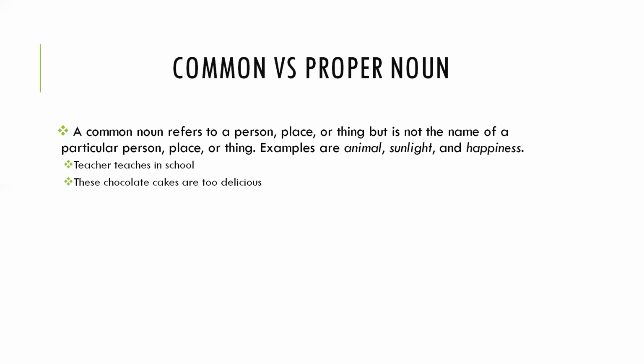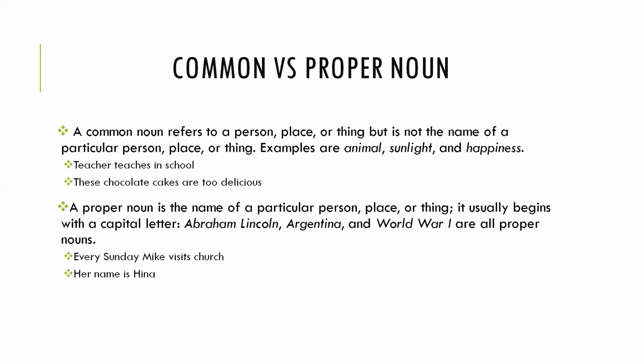These chocolate cakes are too delicious. Which chocolate cake? I am not talking about a proper one. I am talking about common. Commonly, chocolate cakes are too delicious. Animal, sunlight, happiness are also examples of common noun. Now, opposite to this is proper noun. A proper noun is the name of a particular person, place or thing. It usually begins with a capital letter. Abraham Lincoln, Argentina, World War One are all proper nouns.